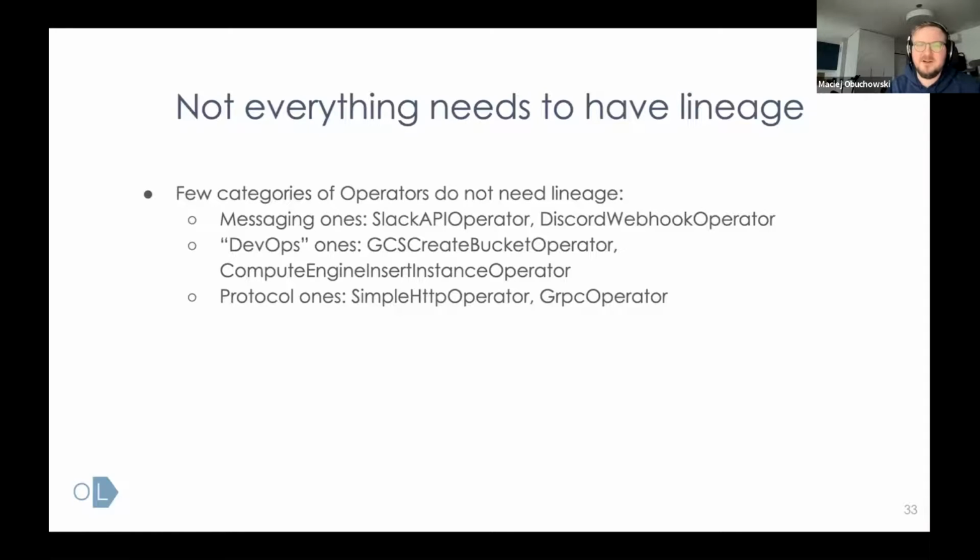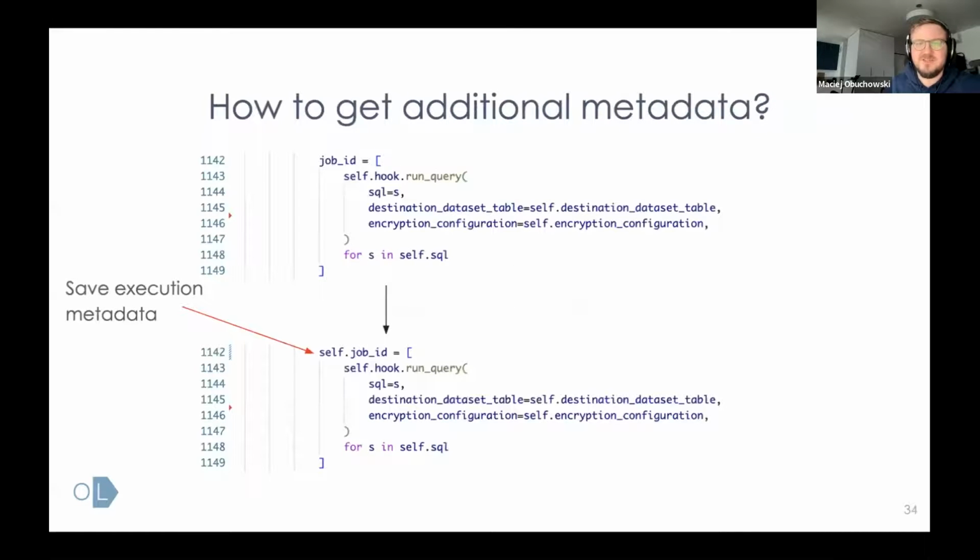And the third category are those protocol operators like simple HTTP operator. They can be used for some data stuff, but they are way too generic to have something that would be useful in this context. So in this case, the users would have to do additional work to provide some interesting metadata, right? So if you have your operator, how do you get additional metadata, right?